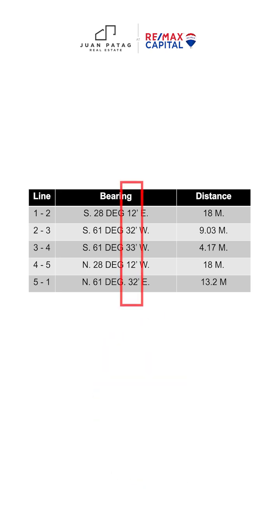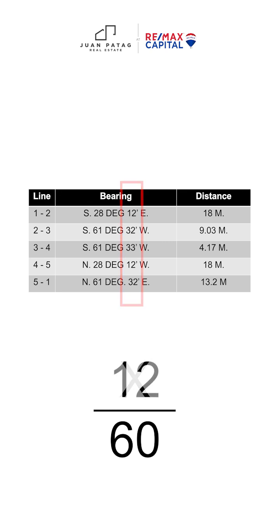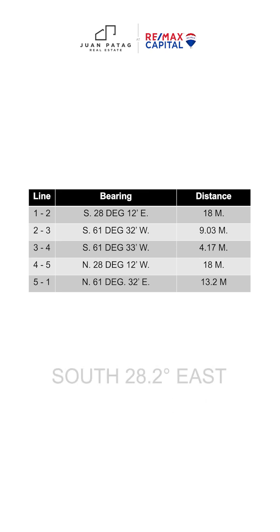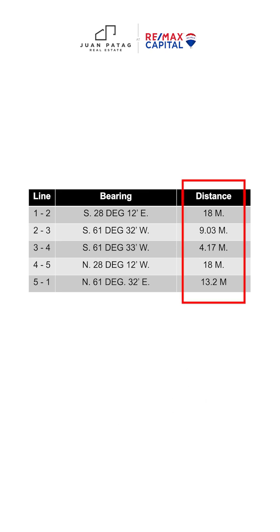The second number to the bearings, yung may apostrophe, pertains to the minutes. These are just engineering jargons and means x over 60. So to read 12 apostrophe, it means 12 divided by 60. So line 1 and 2 can be read as face south, then turn 28.2 degrees to the east. And finally, the third column pertains to the distance or length of the line. If we were to plot this lot, it would look something like this.